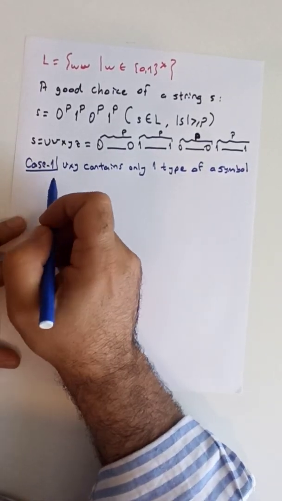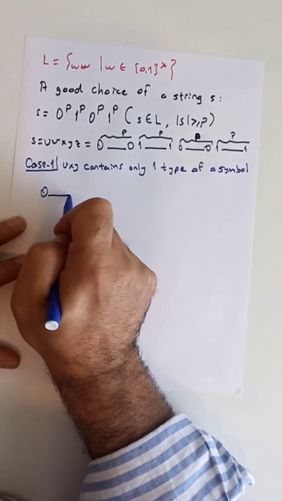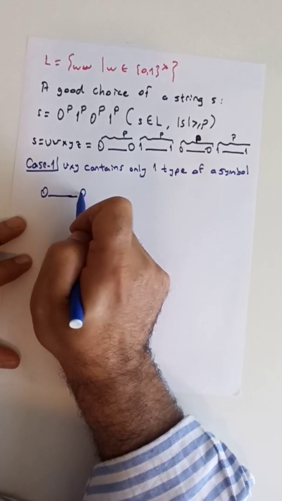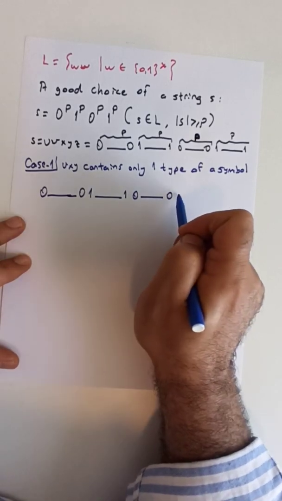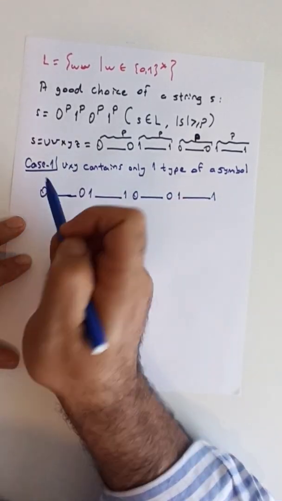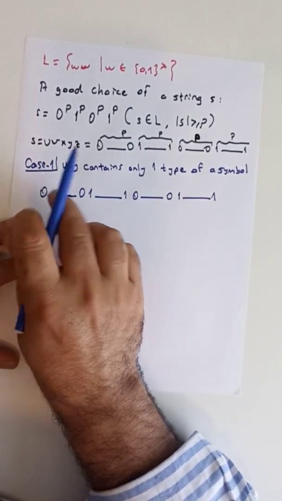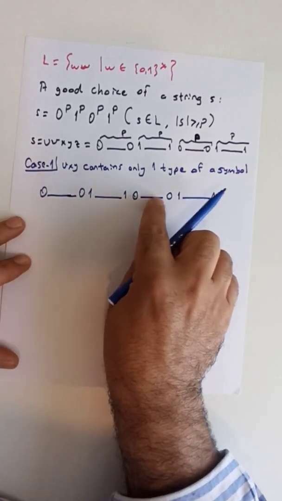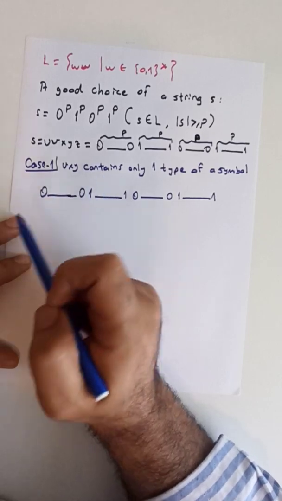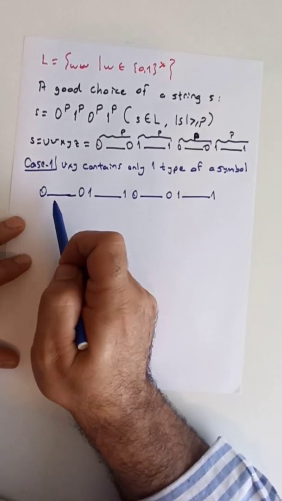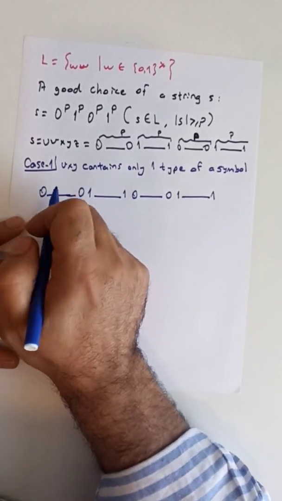Again, let's try to visualize. These are our zeros, followed by ones, followed by zeros, followed by ones. We have p for each one: p zeros, p ones, p many zeros, p many ones at the end. Vxy contains only one type of symbol, which means that vxy can be among the zeros here.